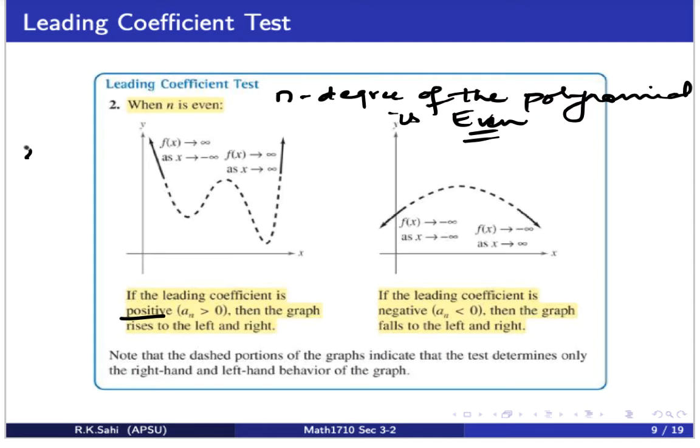Classic example, we have been doing it for so long: f(x) equals x squared, guys. Clearly, the degree of the polynomial is even. The coefficient here is positive, strictly greater than 0, and we know the graph.